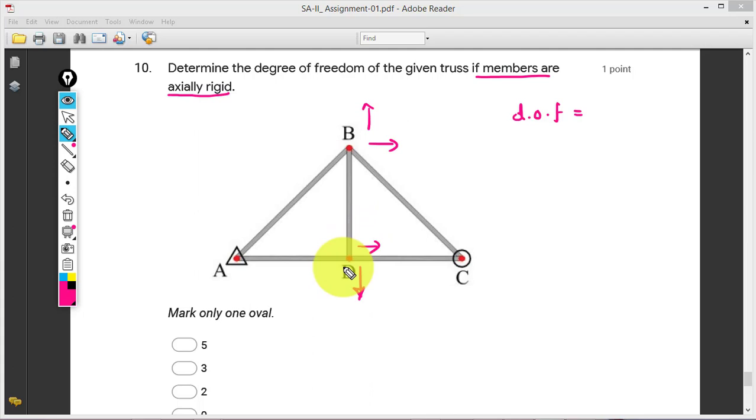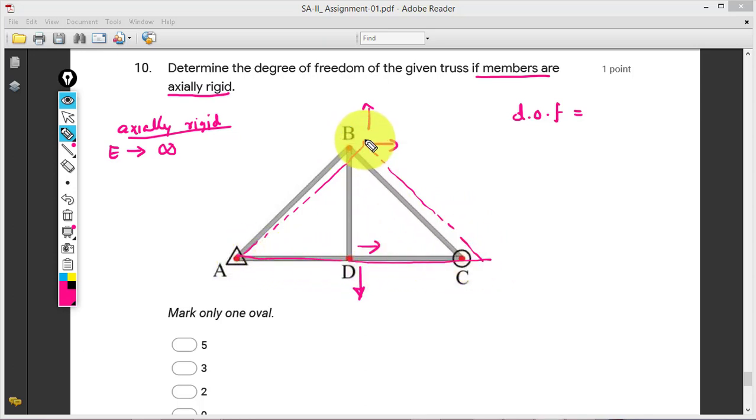So these things will be there in general, but in this question it is given that the members are axially rigid. What is the meaning of axially rigid? Rigid means there won't be any deformation at all. For Young's modulus, you can take the value as infinity. That is the meaning of axially rigid. Suppose you take this structure, there is some vertical movement and some horizontal movement. Once it deforms, your truss may take this position.